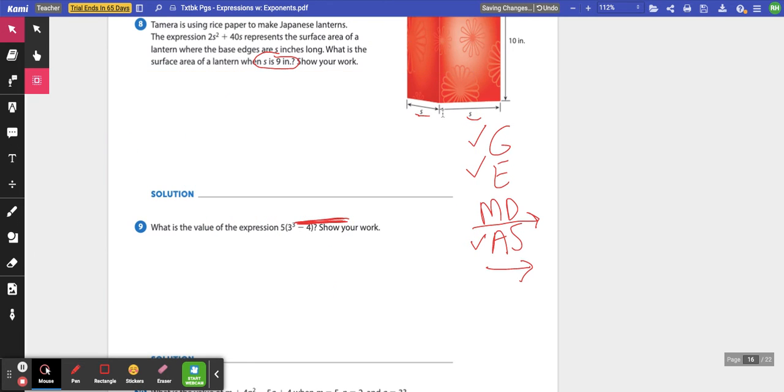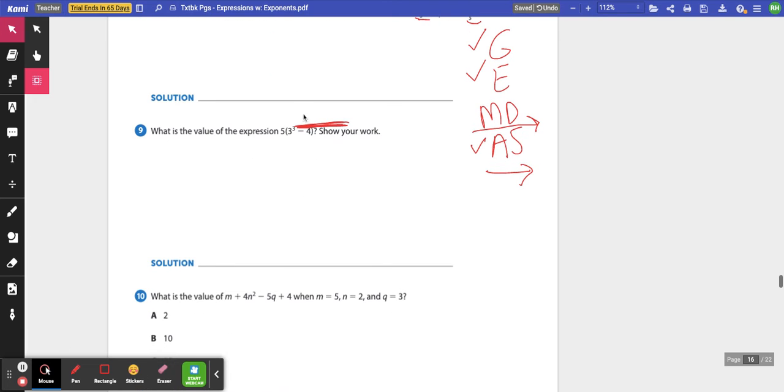Let's look at the next one. What is the value of the expression 5 parentheses 3 cubed minus 4? So I'm going to leave my GEMDAS reminder over here. Let's get rid of my check marks.